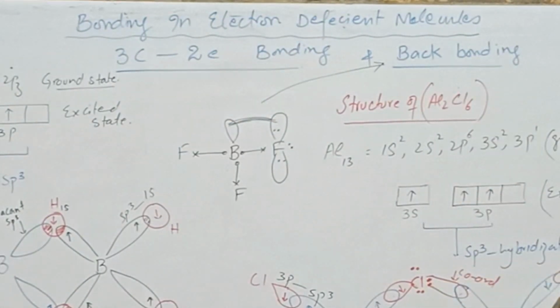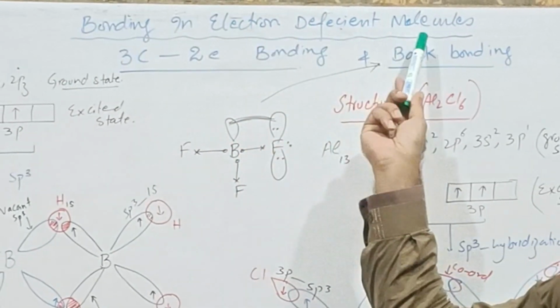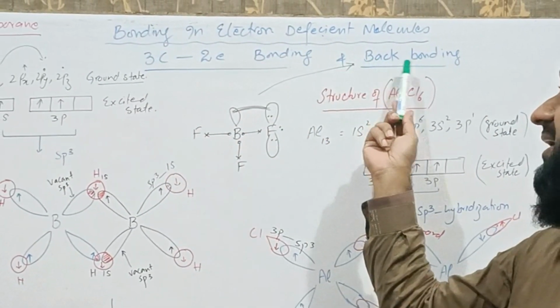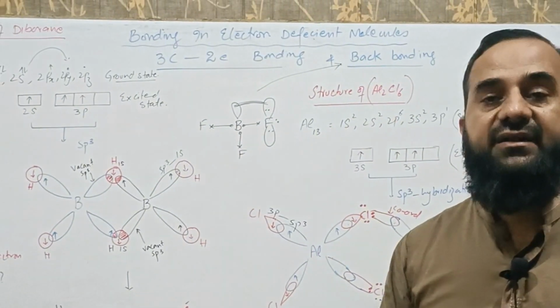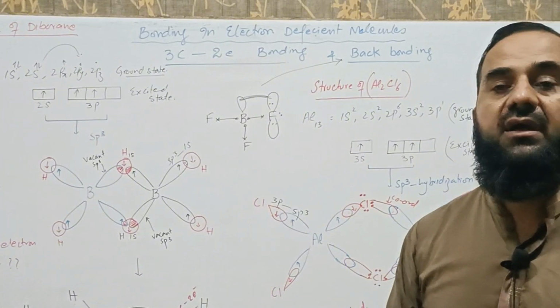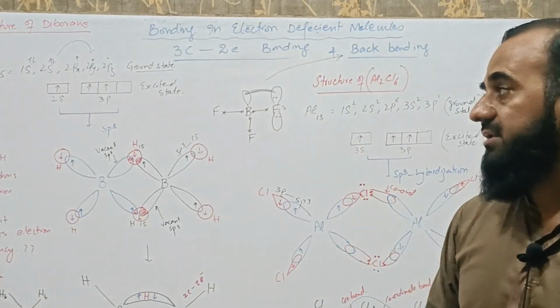Bismillahirrahmanirrahim. Today I am going to discuss bonding in electron deficient molecules, 3-centered 2-electron bonding and back bonding. And in the last I will discuss 4-electron 3-centered bond or 3-centered 4-electron bond.